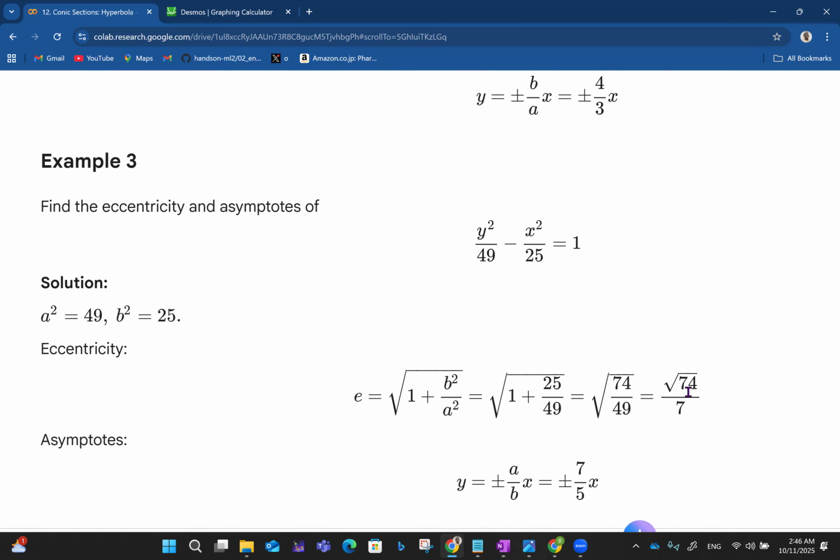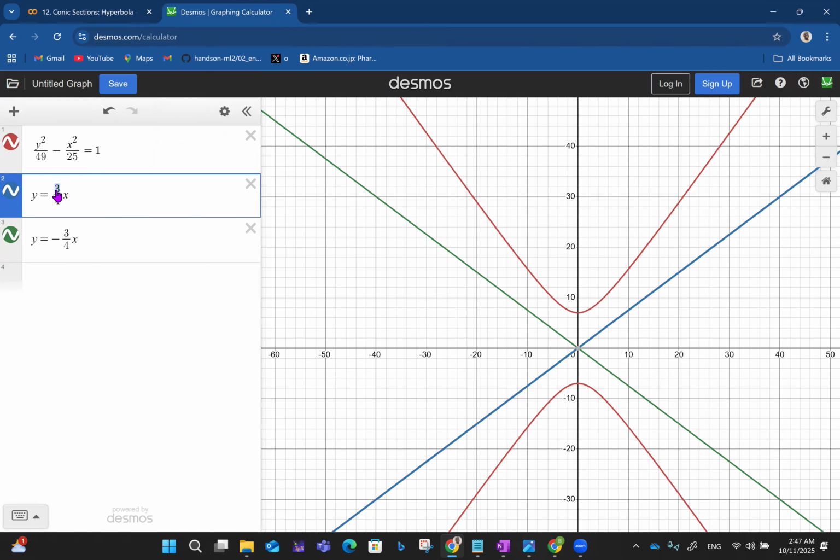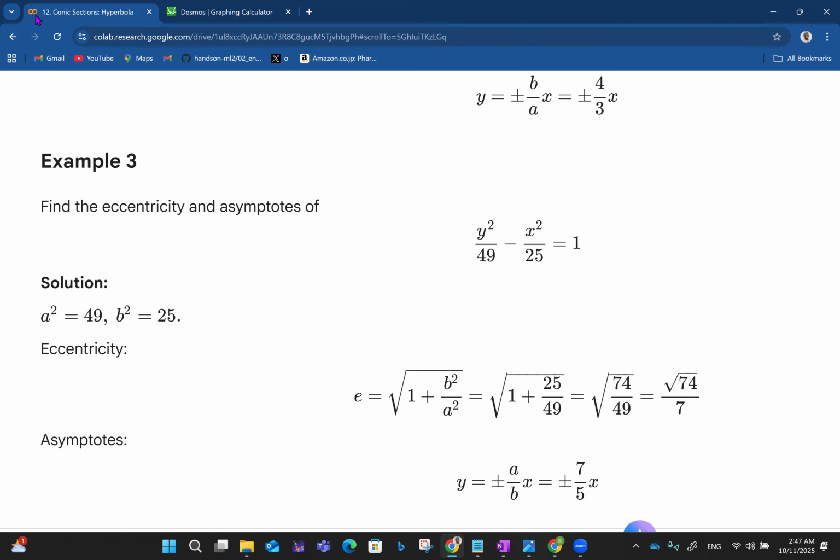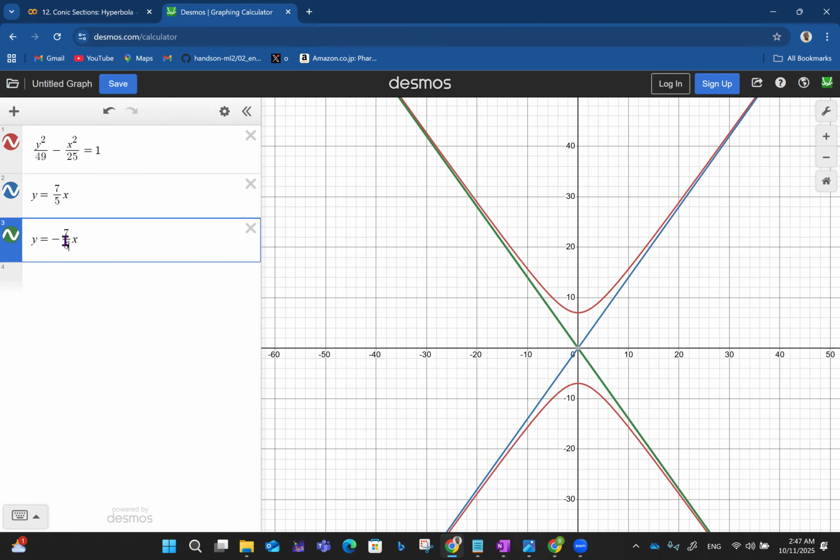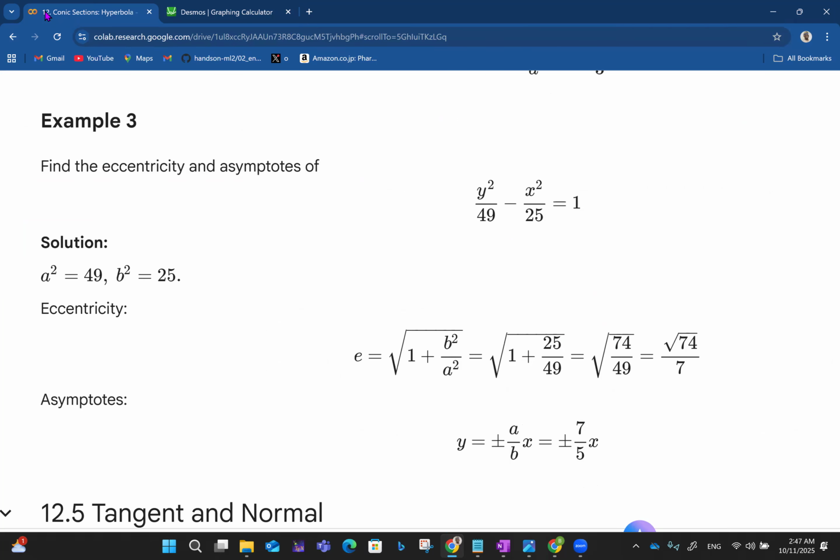So we can plot that: y squared over 49, then minus x squared over 25, like that. Now the asymptotes will just be, I think, 7 over 5, yeah? 7 over 5, like this. And this is minus 7 over 5, like that, okay? Those are the asymptotes. So then let's talk about tangent and normal.